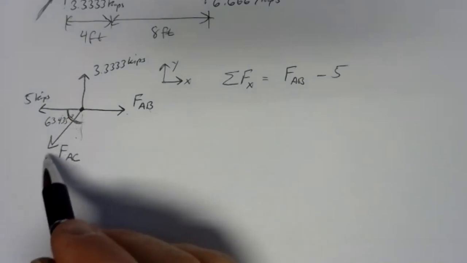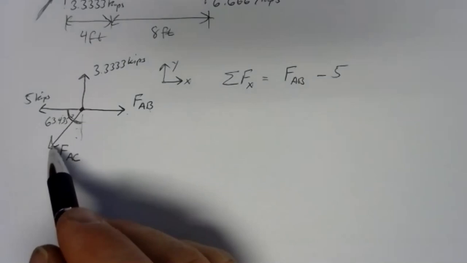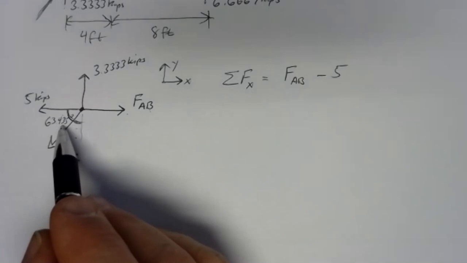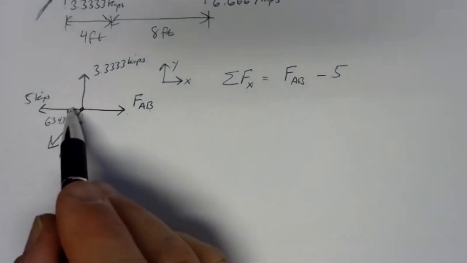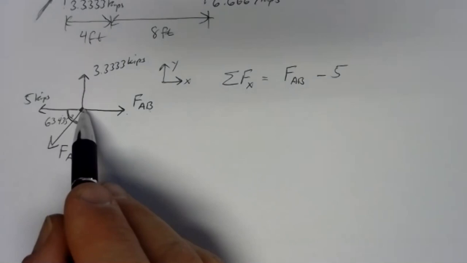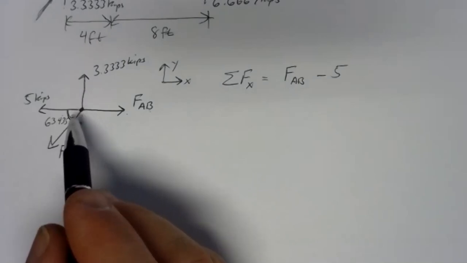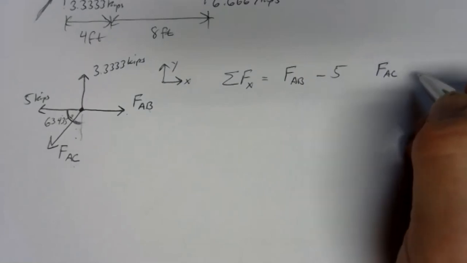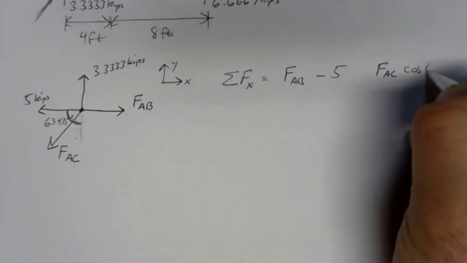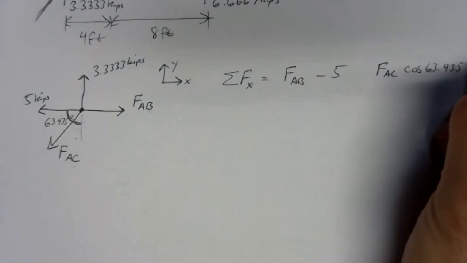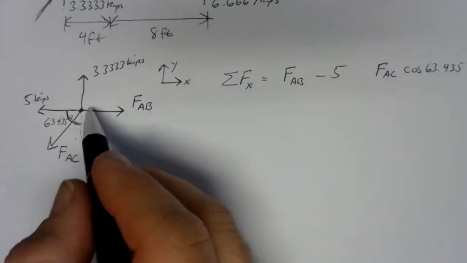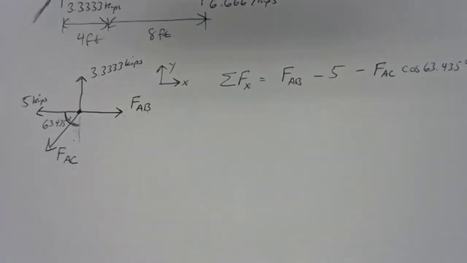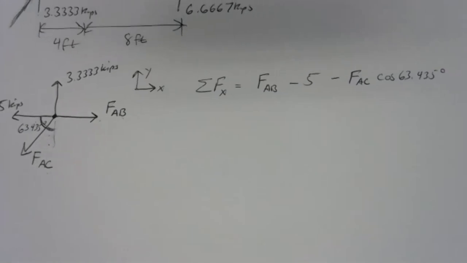But then we're going to pick up a piece of FAC. Which piece? Well, the horizontal piece. And if we're using this angle 63.435, that's going to be the adjacent piece. And adjacent goes with cosine. So we have FAC, whatever that is, times the cosine of 63.435 degrees. And that, by assumption, is to the left. So negative. So that's our x direction equation.